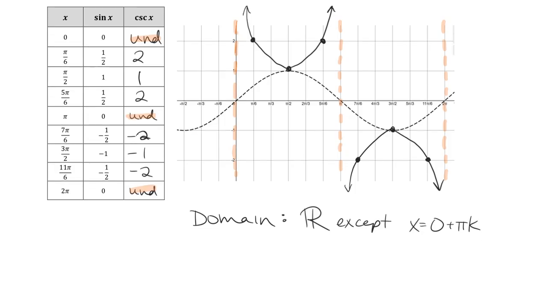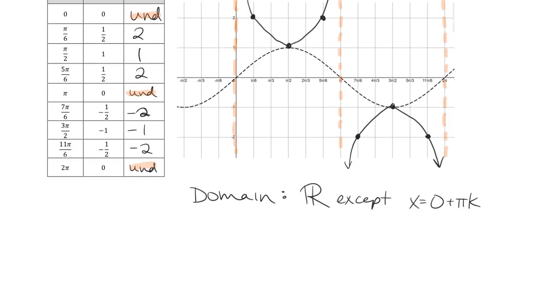Now, the range of the sine function was between negative 1 and 1 because that was like in between here, yes? The cosecant function is literally everything except for negative 1 and 1. So when we answer the range, we'd say that this range goes from negative infinity to negative 1 or 1 to infinity, because it's everything except for things between negative 1 and 1, since it's the reciprocal of the sine function.